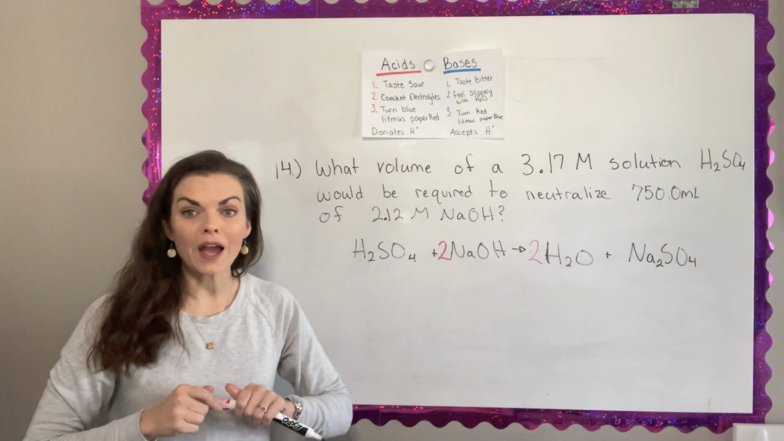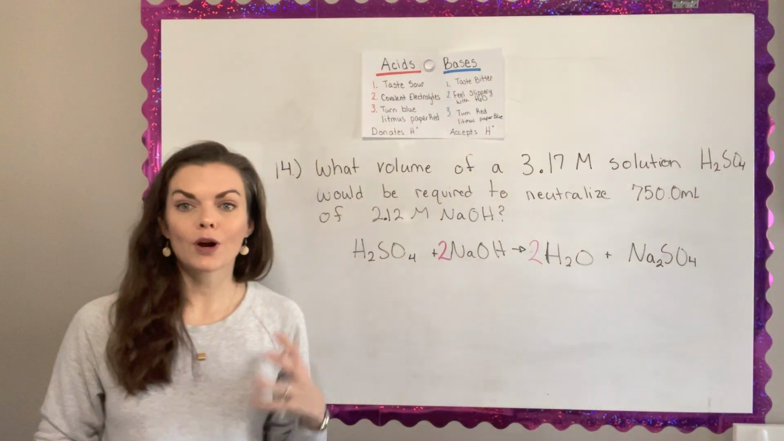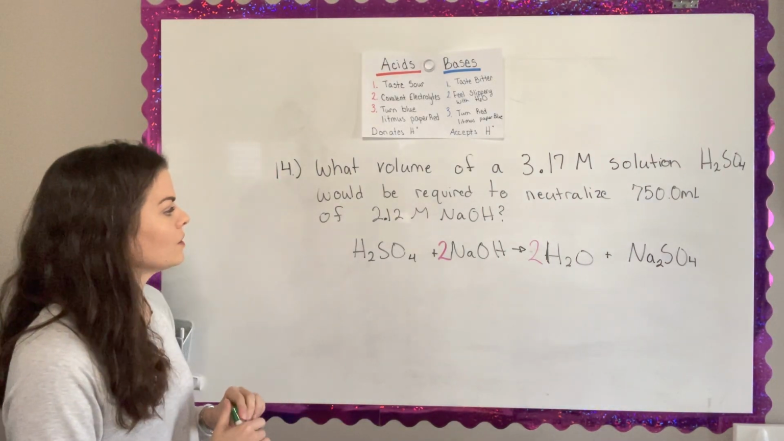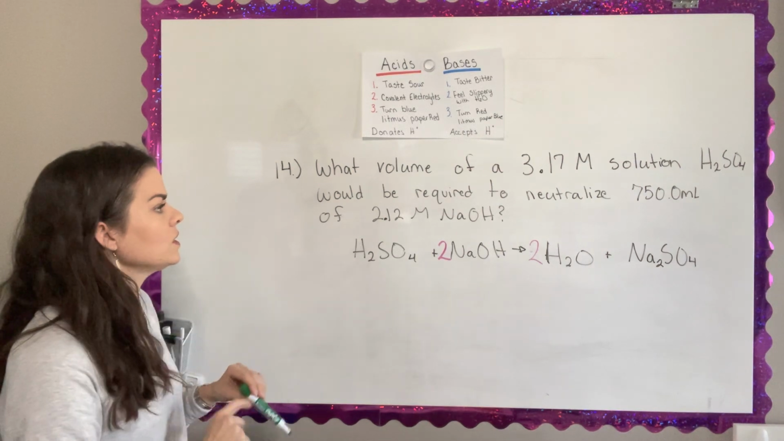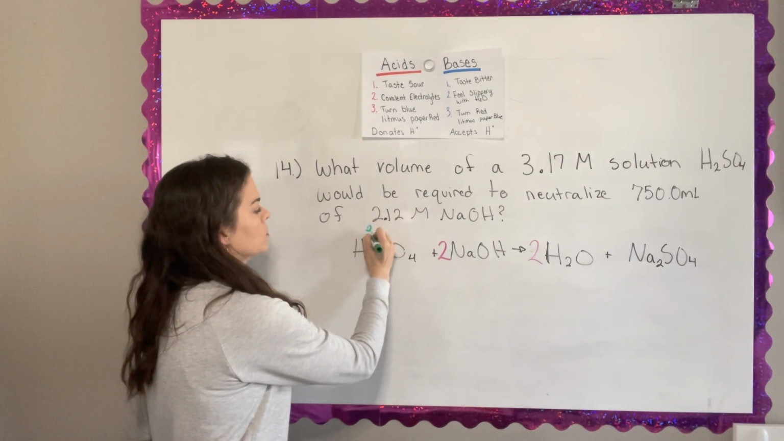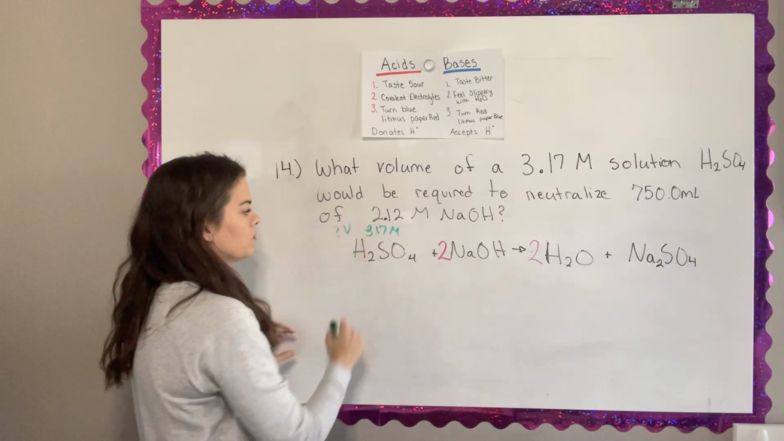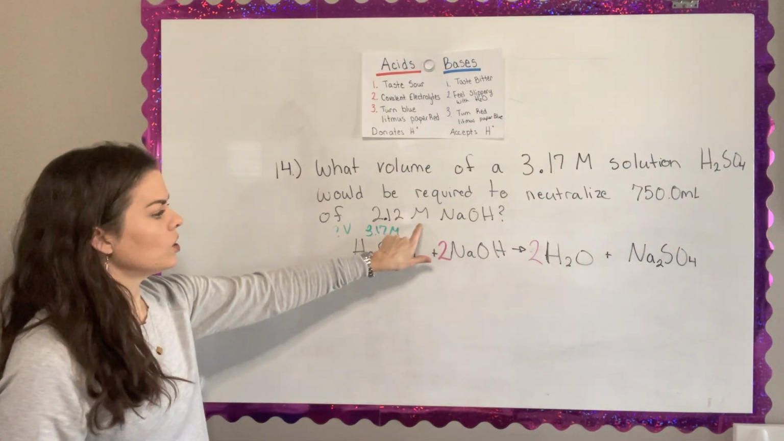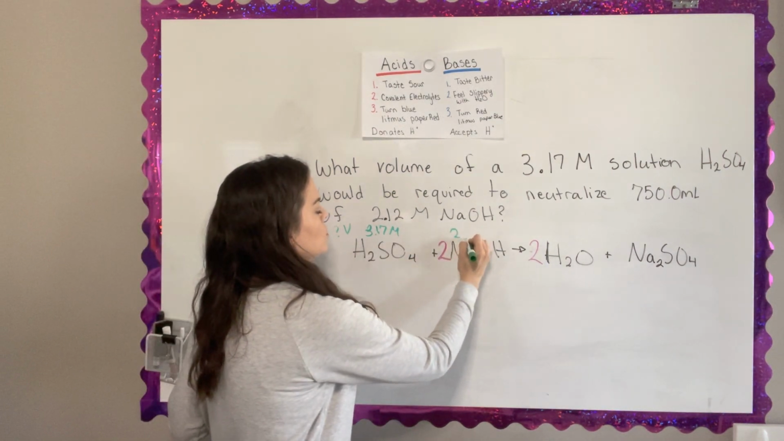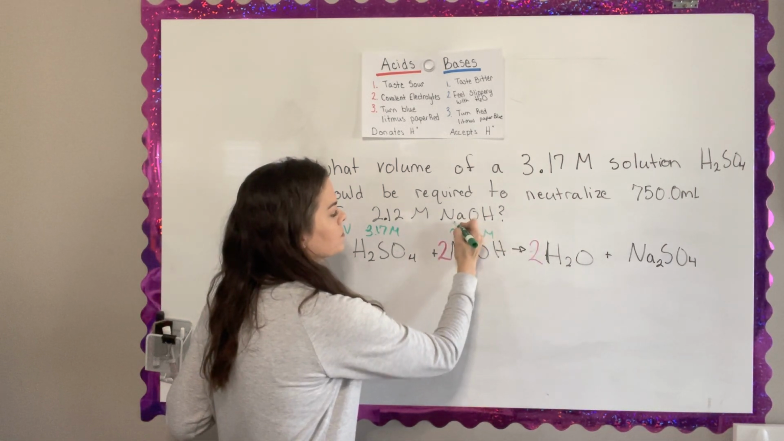So now that it's balanced, I'm going to try and figure out just what I'm even doing in this equation. For me, the hardest part is sometimes just telling what are the steps to do. They give me a lot of information. They tell me that I have 3.17 of this, molars, 3.17 moles. I'm actually looking for the volume. And then I know my information of my sodium hydroxide. So it's 2.12. And I know the volume.